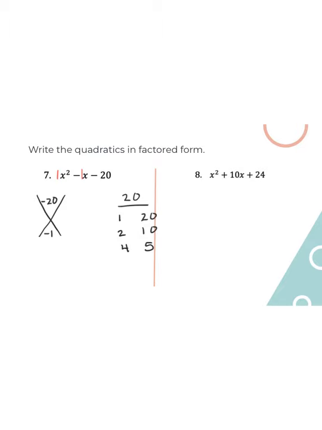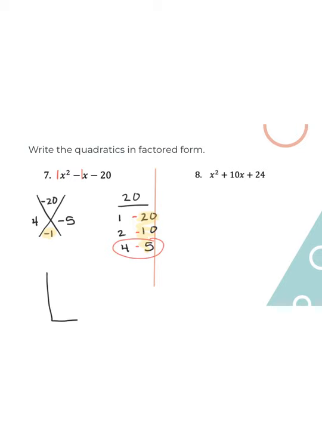Okay, so here's where that trick comes in. So I have a negative 1. Remember, if that's going to be negative, then your bigger number over here has to be negative. And only one of the numbers needs to be negative because the top is negative. So I'm going to have these, this, and this. Okay, so 1 minus 20 will give me a negative 19. 2 minus 10 will give me an 8. And 4 minus 5 will give me that negative 1. So I'm going to use these two right here. So I'm going to say 4 and then negative 5.